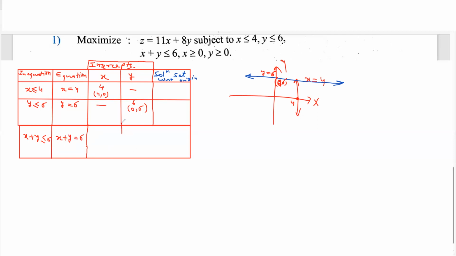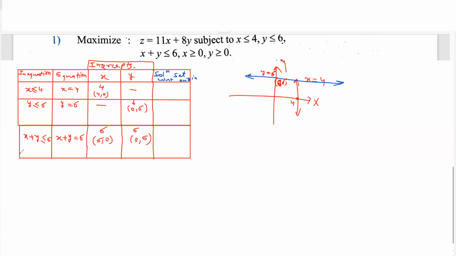And the x-intercept for this line, I will have to put y as 0. So 6. So the point of intersection is 6, 0. When I put x as 0, the y value is again 6. And this is 0, 6. Okay. So after having done this, what is the next step, students?